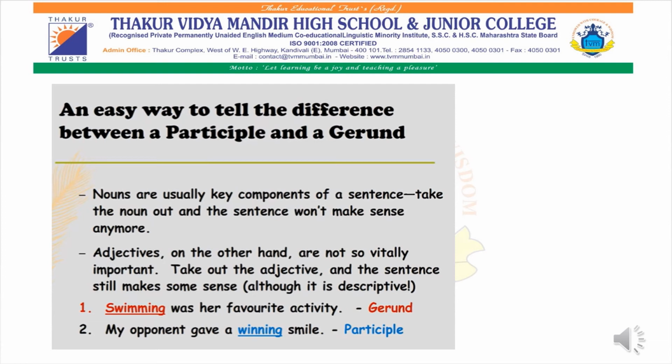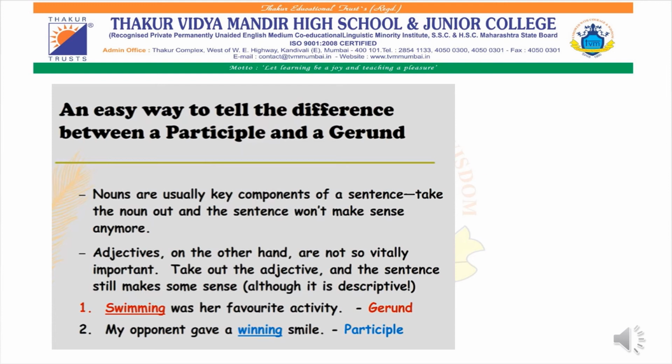My opponent gave a winning smile. Now in this sentence, firstly, check whether there is any continuous action taking place. Yes, there is an action taking place. Someone gave a winning smile. Someone gave a smile. Some action is taking place and therefore that particular sentence is a participle. Even if we remove the word winning, that sentence still makes complete sense. Let's check. My opponent gave a smile.